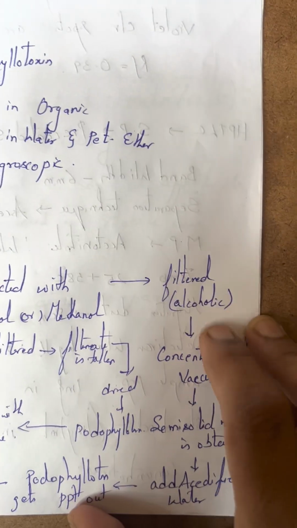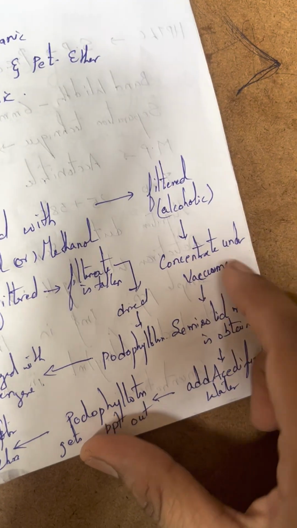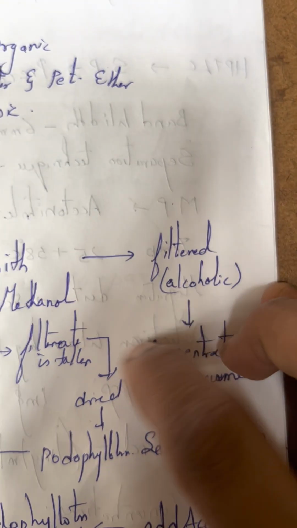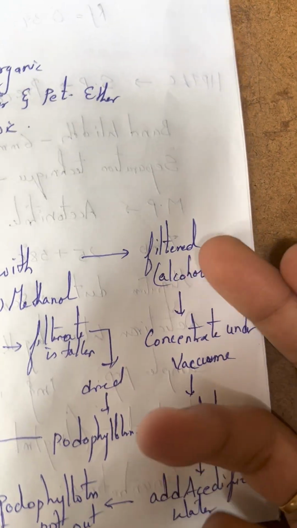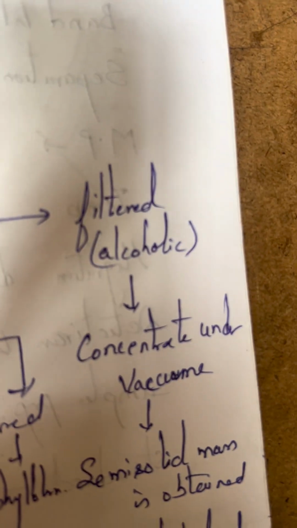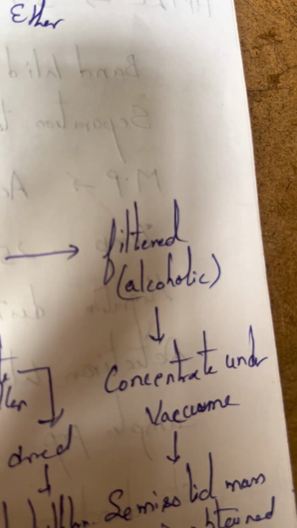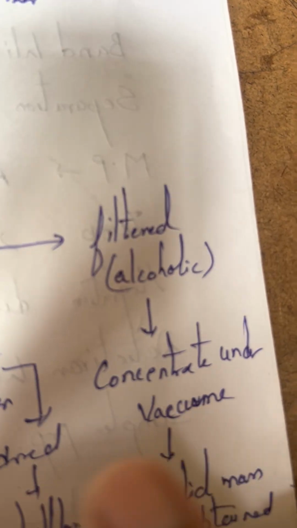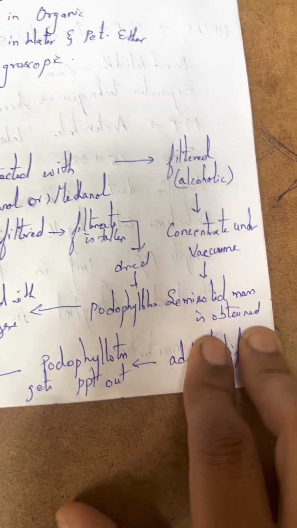The filtered alcoholic solution has been collected, and it again has to be concentrated under vacuum. Concentrate means you have to decrease the volume. Suppose you have taken 100 ml of solution, you heat it under a Soxhlet apparatus or steam distillation apparatus, so that the alcohol present can be collected separately and you can concentrate the volume to 10 ml or 5 ml. That much concentration you do under vacuum. Then you will get a semi solid mass.